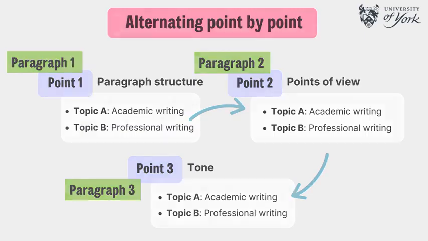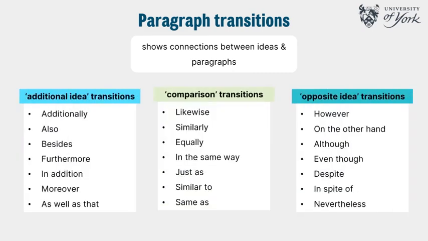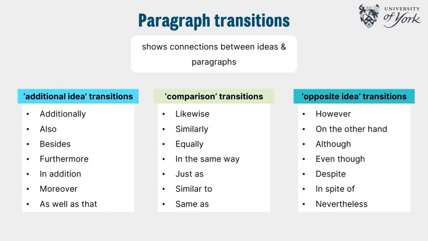Another important element to academic writing are the smooth transitions between different ideas and paragraphs. The transitions between paragraphs will show the connections between ideas and how each paragraph is related to another. This is essential to ensuring that your argument flows. On the screen are just a few examples you might consider using when transitioning between different paragraphs and points.